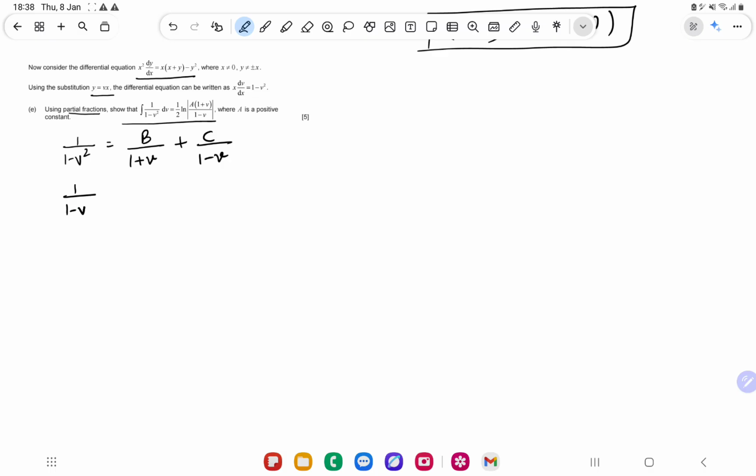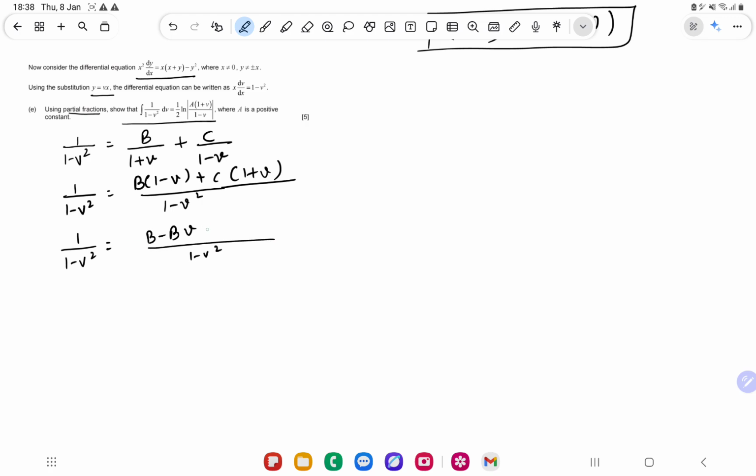Now, if I further want to simplify this, there are multiple methods. If you take LCM, you will get this. And now, on both sides, my denominator will be the same. So I can write b minus bv plus c plus cv. So my denominator will get cancelled and I can take b and c together. I can take v common and write it like this.